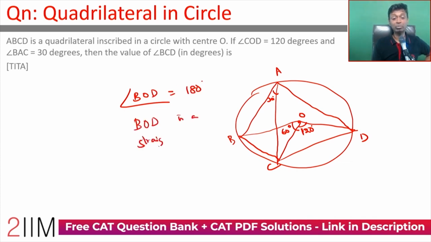The diagram simply does not reflect that. Such is life. We could not have known that it will end up as a straight line. BOD is a straight line, or BD is the diameter of the circle. Angle BCD is angle in a semicircle, 90 degrees.